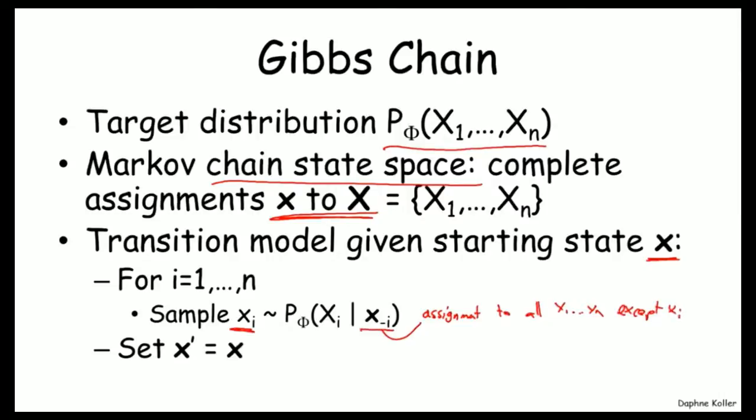So for example, if we had 3 random variables x1, x2, and x3, we would sample x1 given x2 and x3, x2 given x1 and x3, and x3 given x1 and x2. Okay, so one at a time.